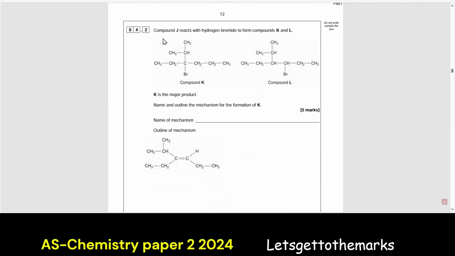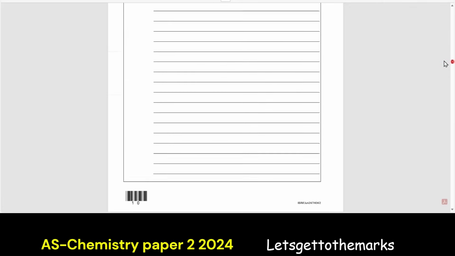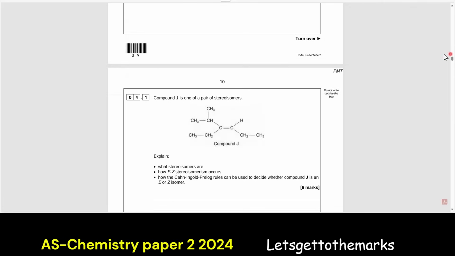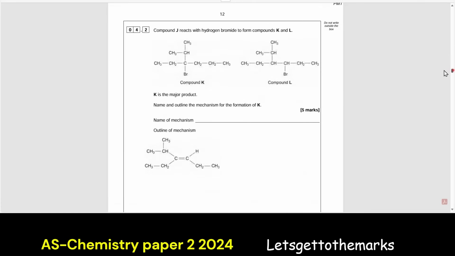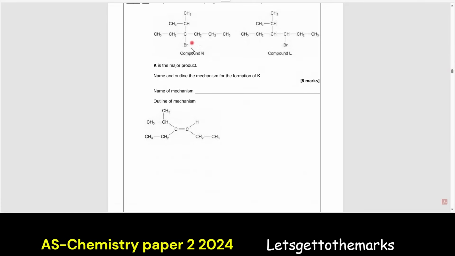Well, let's look at this 4.2. Compound J reacts with hydrogen bromide to form compounds K and L. So we've got compounds K and L, and they came from J, which was this one here with a double bond. So let's zoom back down. K is the major product, so this one is the major product. L is the minor product. Name and outline the mechanism for the formation of K.